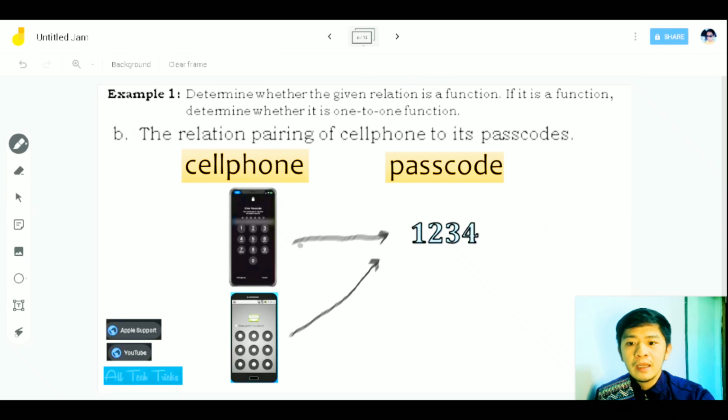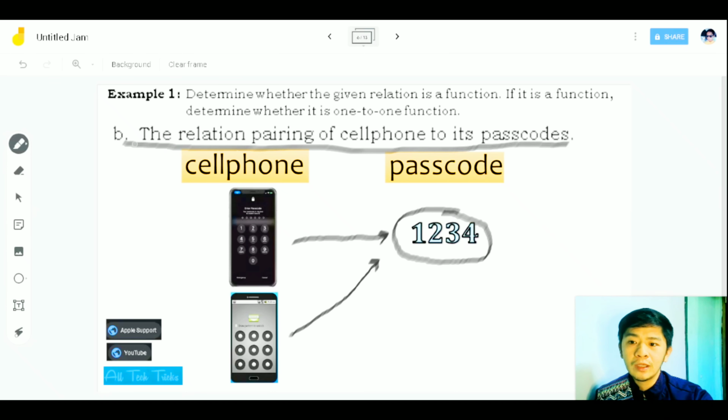Why? Dahil yung kanyang y values ay iisa, pero dalawa naman ang kanyang x value. So, ito ay hindi one-to-one function. The situation in letter B is not a one-to-one function.